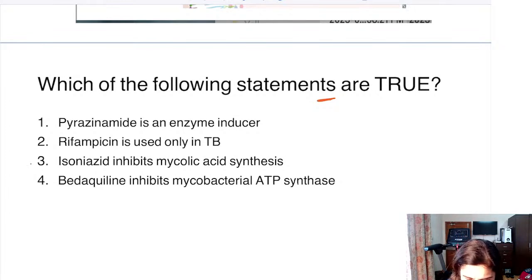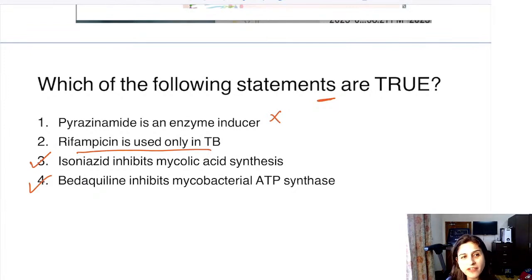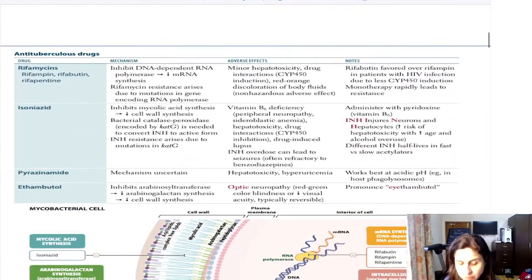So it is 3 and 4. Both the statements are true here because pyrazinamide is not an enzyme inducer, and we know that even if you know one use of rifampicin apart from tuberculosis, which is in leprosy, right? So we know that it is not used only in tuberculosis. So the first two are incorrect and the last two are correct. Now let's discuss briefly what all important points are for the anti-TB drugs.